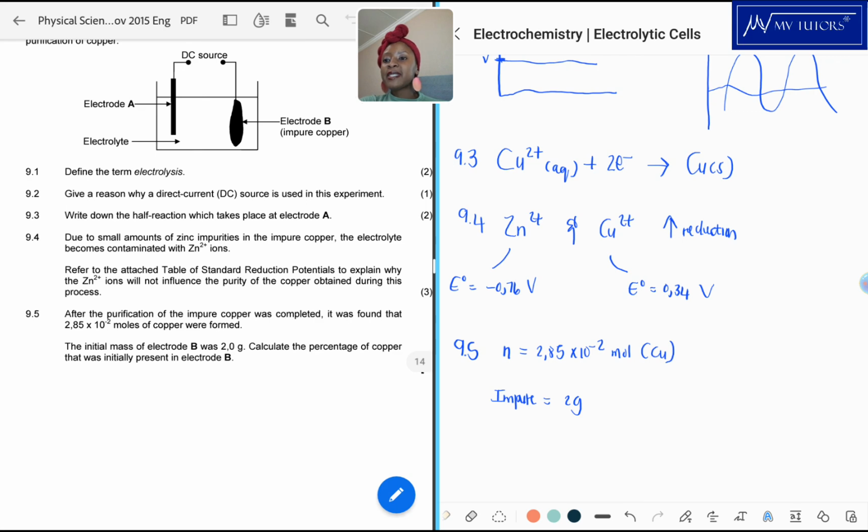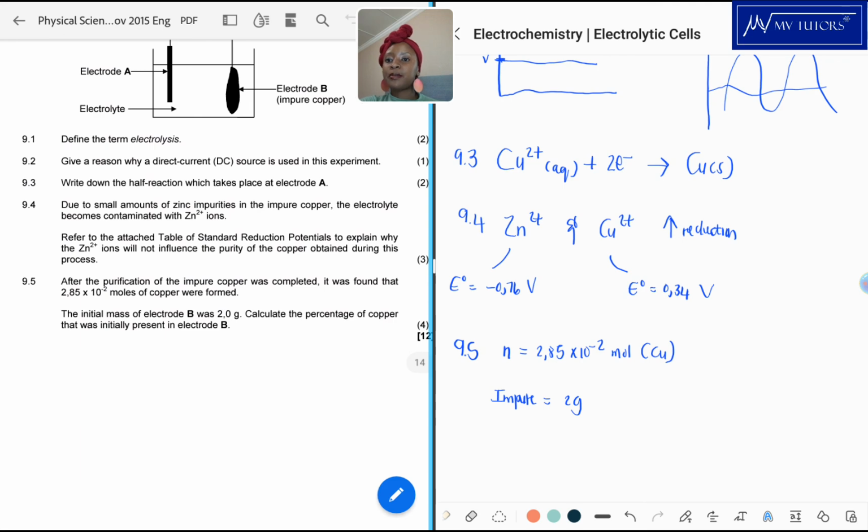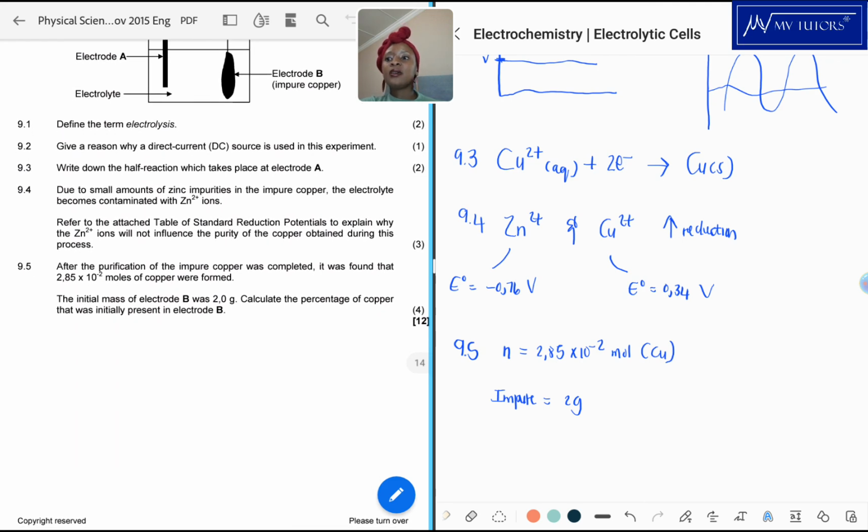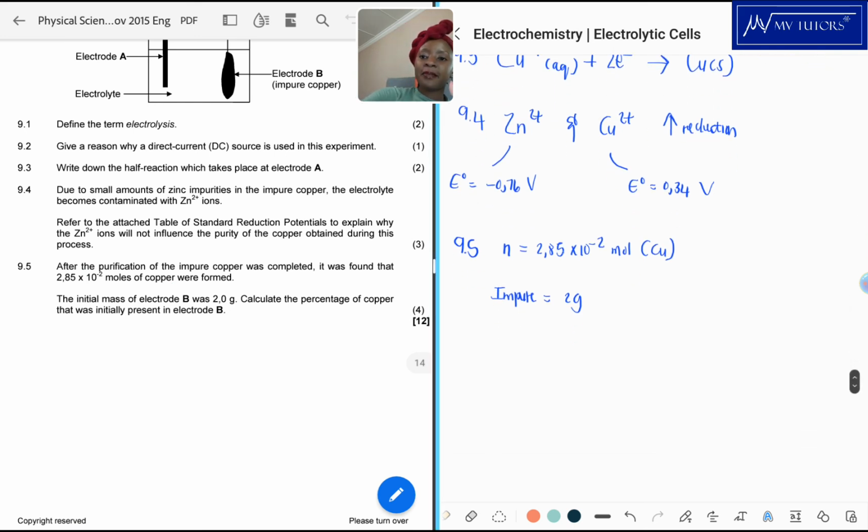Calculate the percentage of copper that was initially present in electrode B. So we're expecting that copper to be less than 2 grams, because it's the impure one. So I would start by getting the mass of this copper that they give us. If we want to get mass, remember the number of moles is equal to the mass over the molar mass. So the mass is number of moles times molar mass.